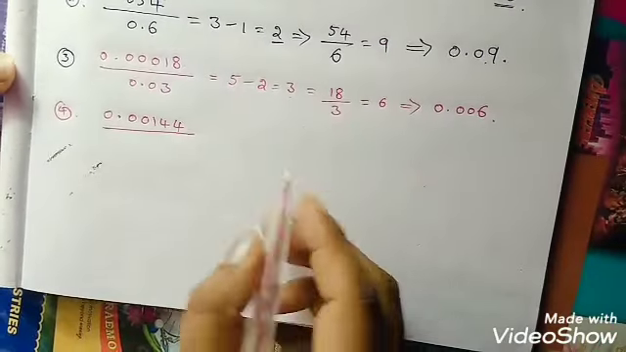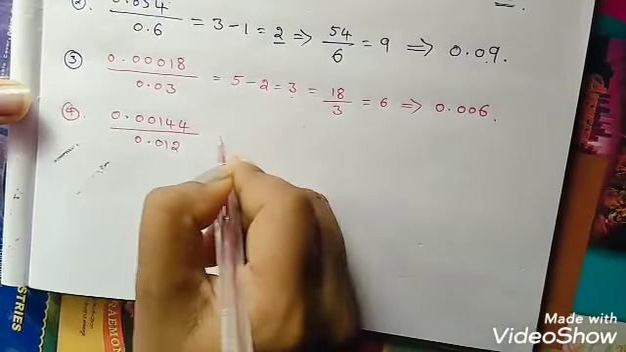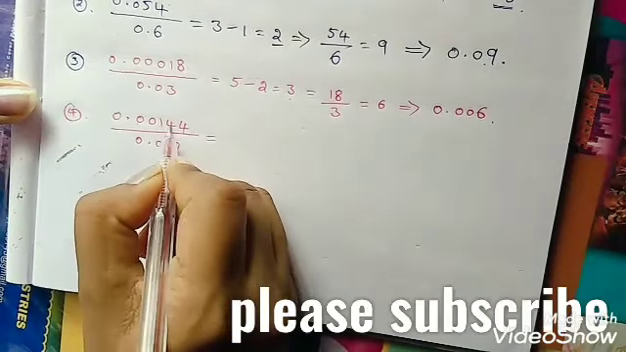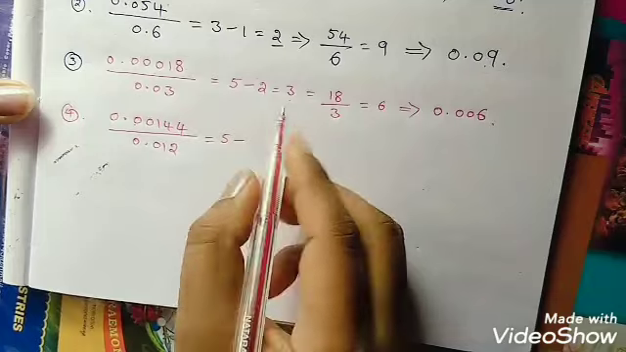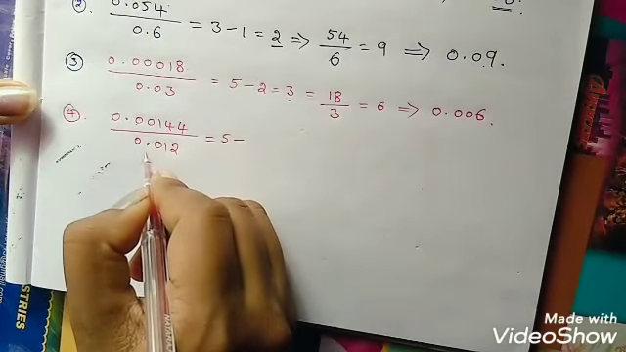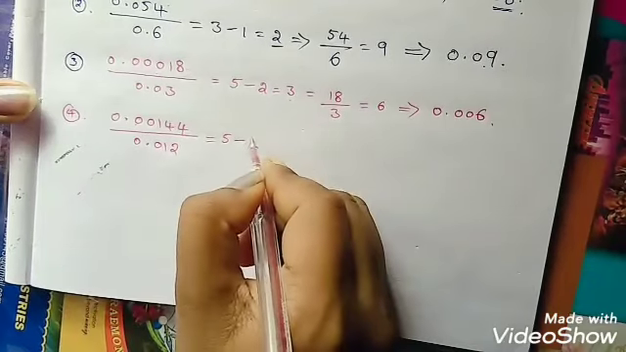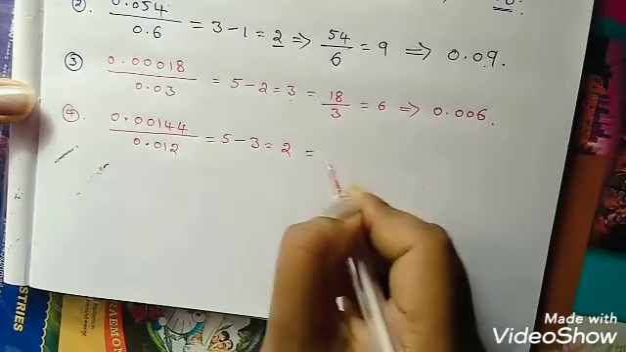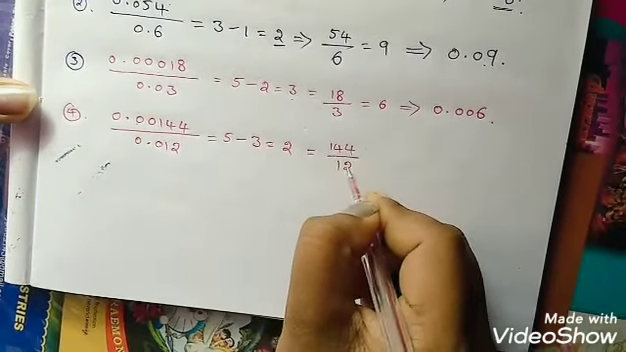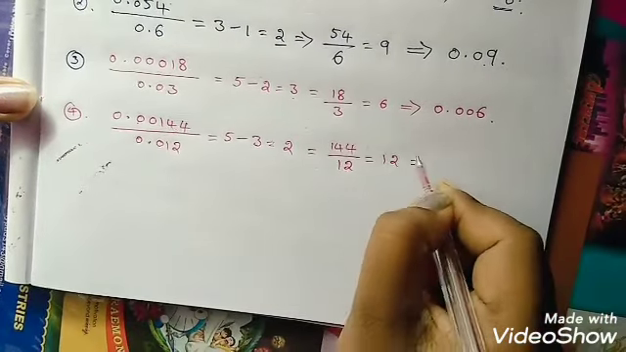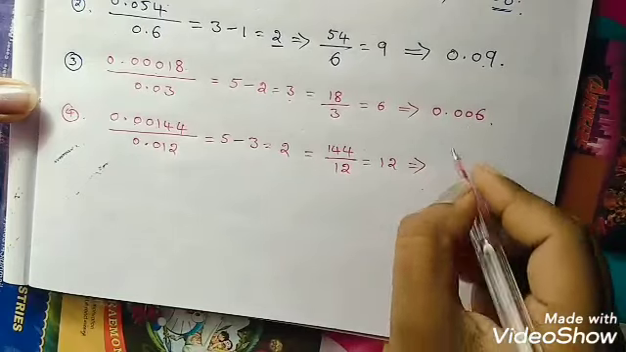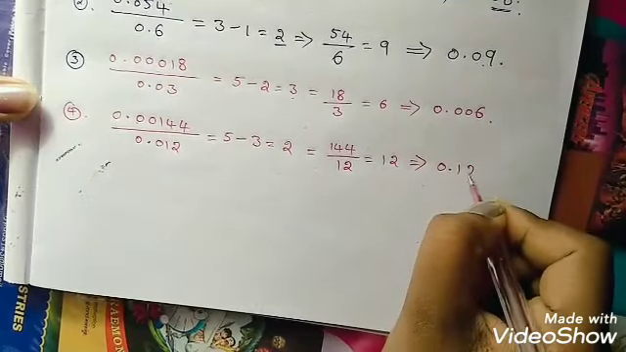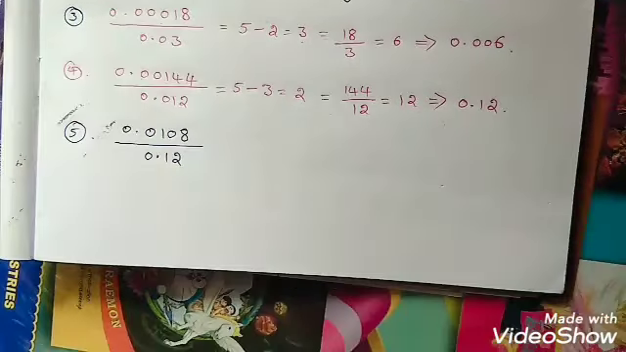Let us see the fourth example. 0.00144 by 0.012. Here also same, students. Let us see, in the numerator 1 2 3 4 5, minus the denominator, how many places are there after the decimal, only 3. So 5 minus 3, that is the number 2. If you do directly 144 by 12, the answer must be 12, 12 12s are 144, right? But in the answer you should get a 2-digit number after the decimal, so 0.12, that is the answer.